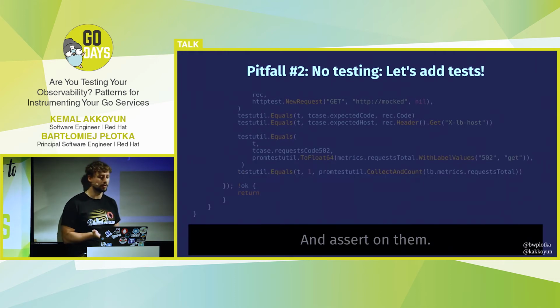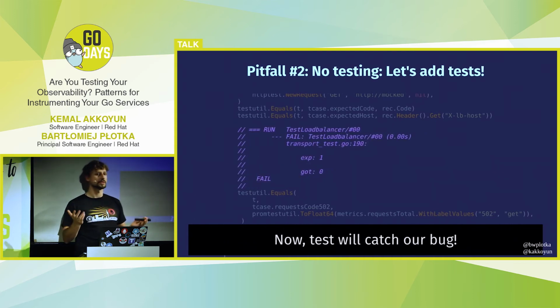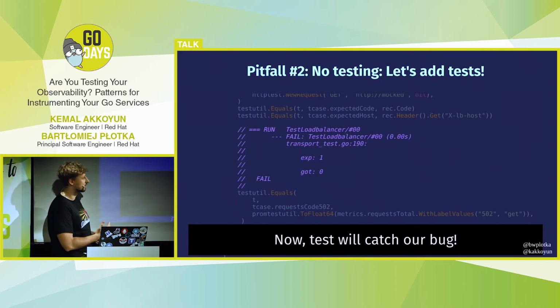So what is happening now is that this test will fail because of our bug. So we finally caught our bug, and this is super, super important. And really, please do that. And maybe not for all the metrics, but just for important ones.